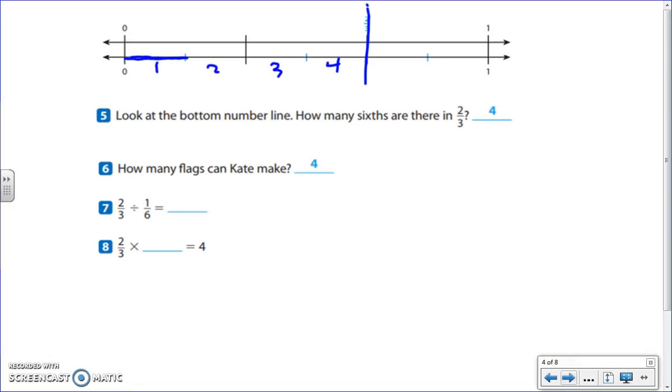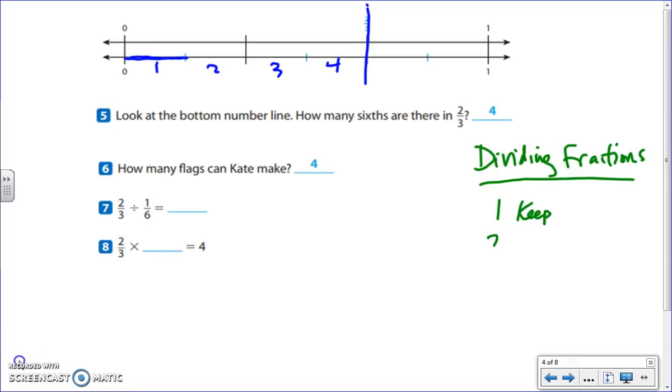Okay, 2/3 divided by 1/6. We talked a little bit about this yesterday, about the keep, change, flip method, by using the reciprocal or flipping the fraction. The keep, change, flip method goes like this. Before we do 2/3 divided by 1/6, let's make some notes on the side here. And I know we wrote this down in our practice problem solving stuff, but 1 keep, 2 change, 3 flip.